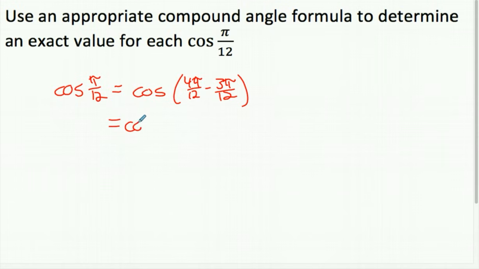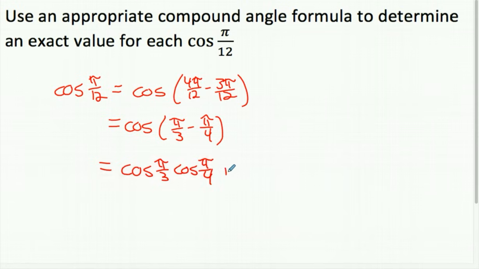Now if I simplify both of those fractions, 4 pi over 12 is pi over 3, which is one of our special angles, and 3 pi over 12 is pi over 4, which is also one of our special angles. So now what I have is the cosine of the difference of two special angles. So I could use my compound angle identity, which would be cos pi over 3 cos pi over 4 plus sine pi over 3 sine pi over 4 to be able to get an exact value for this trig ratio cos pi over 12 by finding these four ratios from my special triangles.